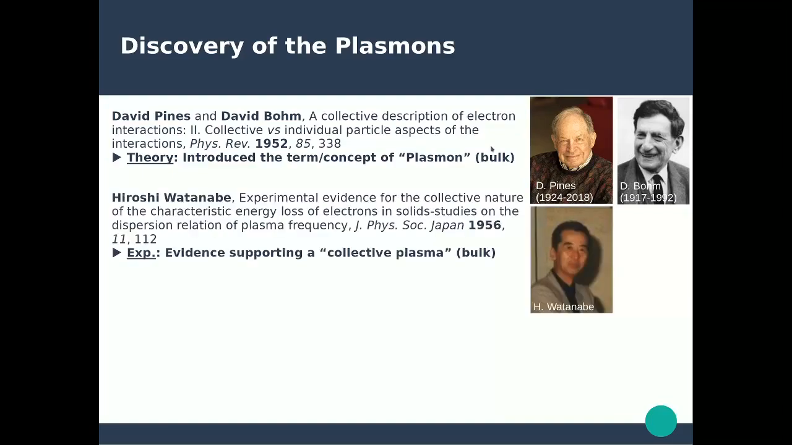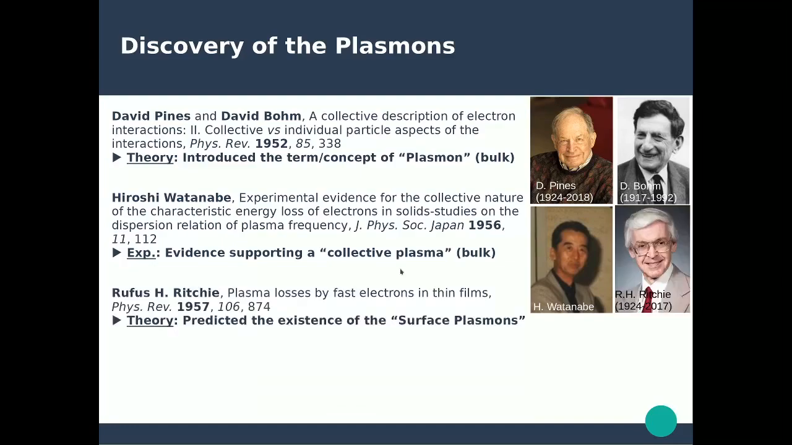Those plasmons were observed experimentally by Hiroshi Watanabe at Hitachi Research Labs just a couple of years later. The year after Watanabe's experiments, Rufus Ritchie at Oak Ridge National Lab wrote a theoretical paper predicting the existence of surface plasmons. So now we are not discussing the bulk plasmon, but the surface plasmon. This is something that derives, of course, from the bulk plasmon, and we're going to discuss extensively the relationship between those two. So this particular chapter will focus on those surface plasmons.